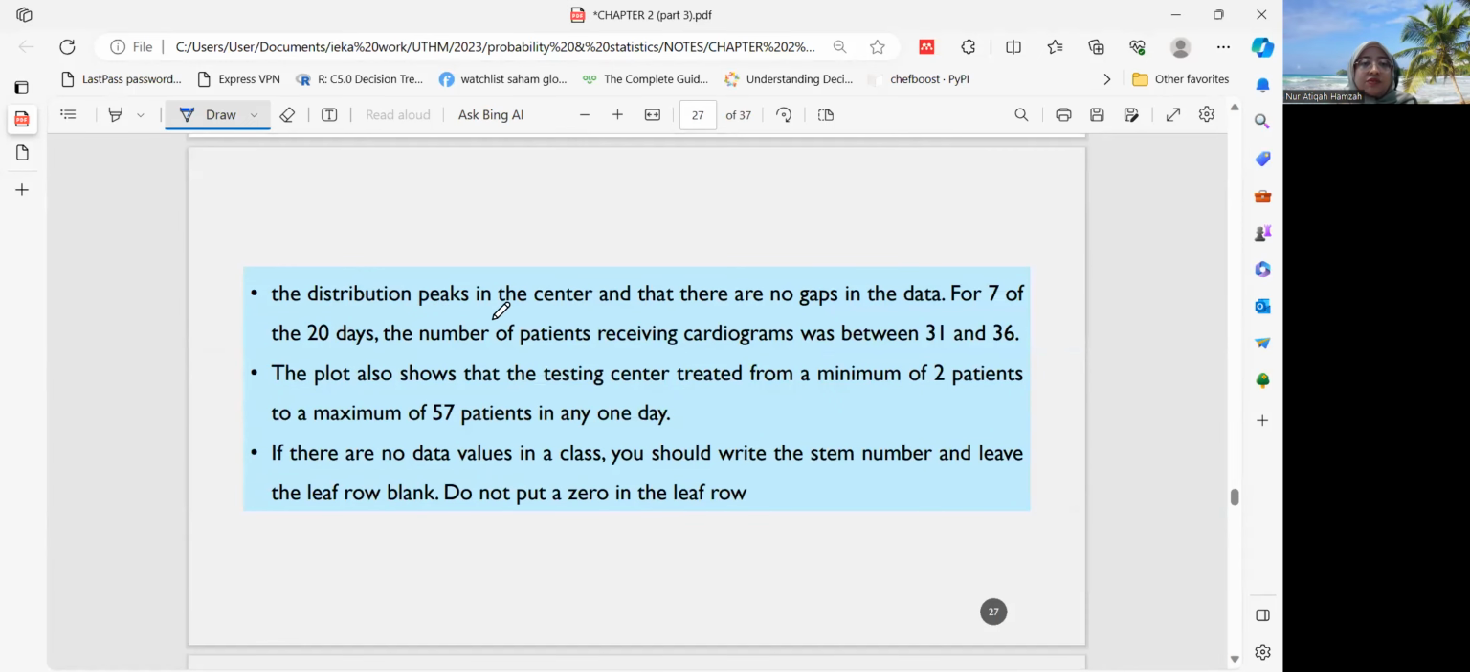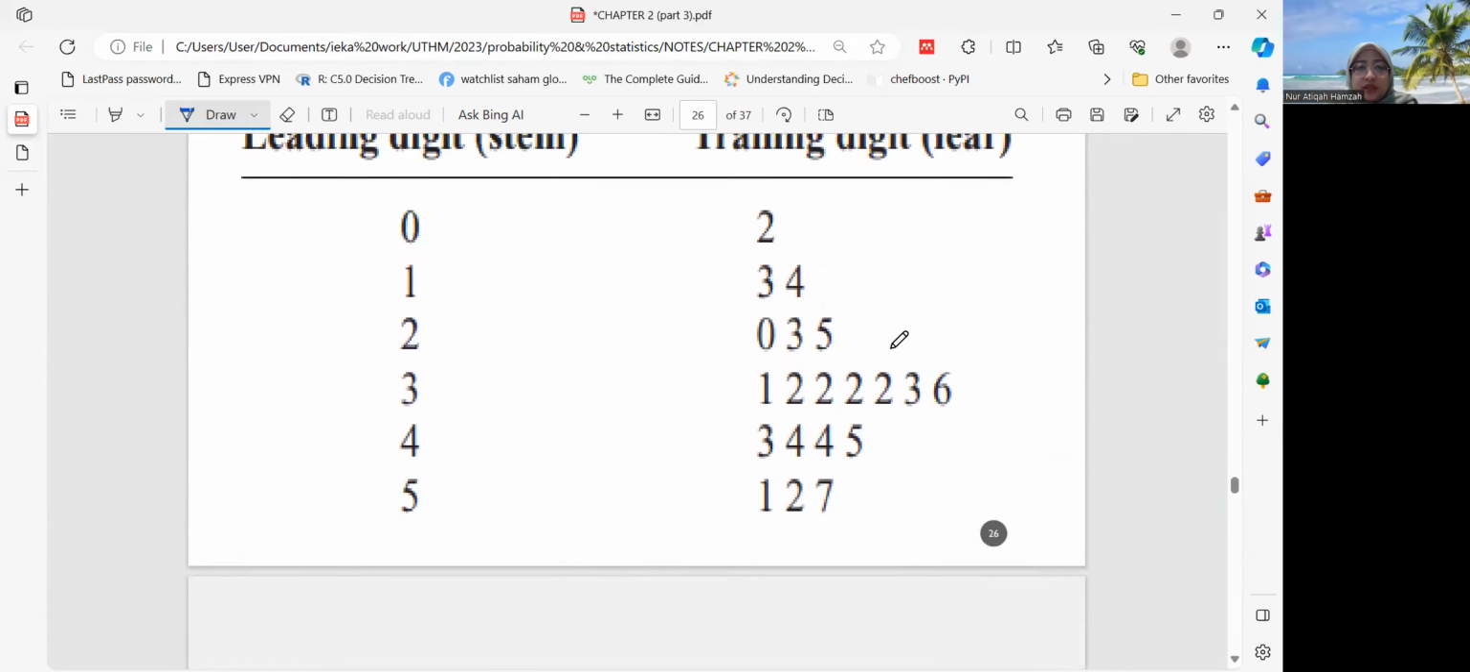Okay. So the distribution peaks in the center and there are no gaps in the data. For 7 of the 20 days, the number of patients received cardiogram was between 31 and 36. Okay, the plot also show the testing center treated from a minimum 2 patients to a maximum 57 patients in one day.